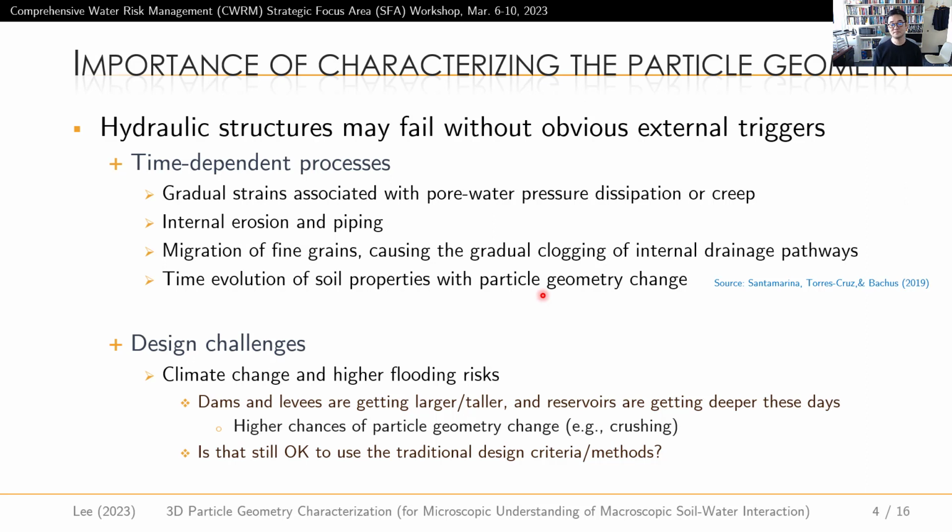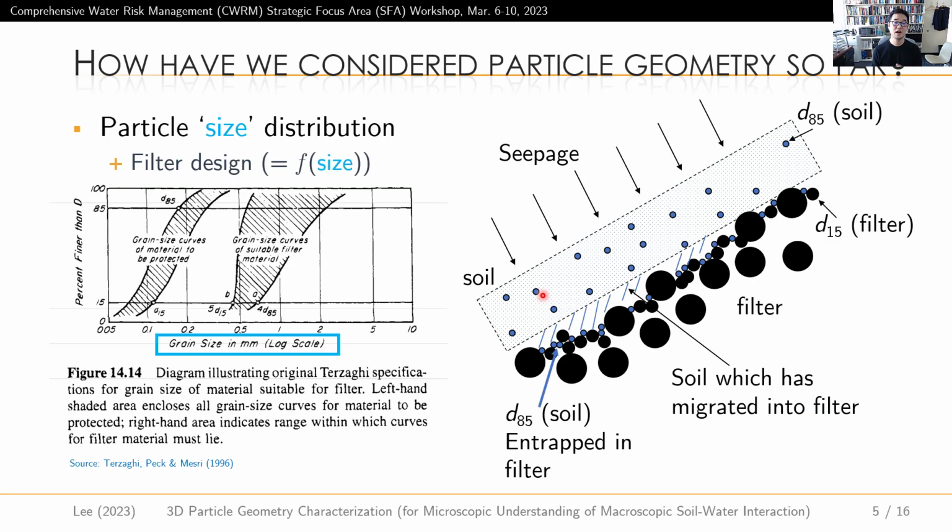crushes the particles. So at this point, I'd like to ask myself, is it still okay to use the traditional design criteria method? Because we have design challenges caused by climate change and higher flooding risk, and also we have seen hydraulic structures keep failing. So let us see how we have considered the particle geometry so far.